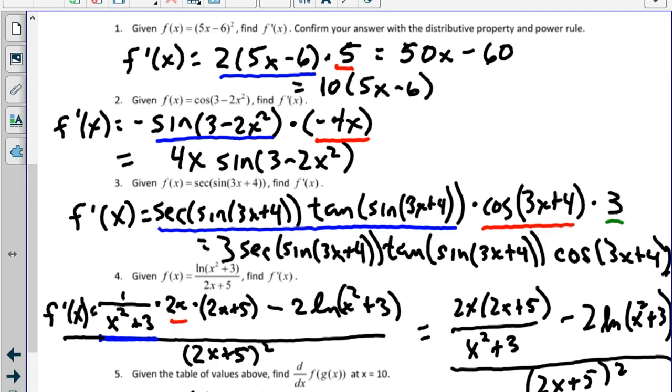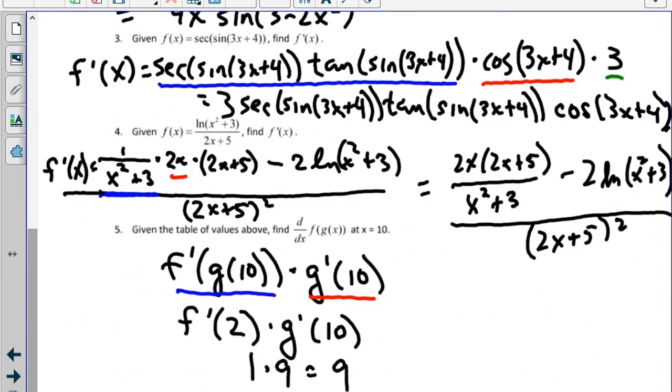Number 3, secant tangent of that entire inside times cosine, because that's the next layer. The sine part is the next layer. So times cosine of 3x plus 4, then times 3. Number 4, I only underlined the blue and the red. That's because the quotient rule is actually involved there. So a lot of this really doesn't have any chain rule aspects to it.